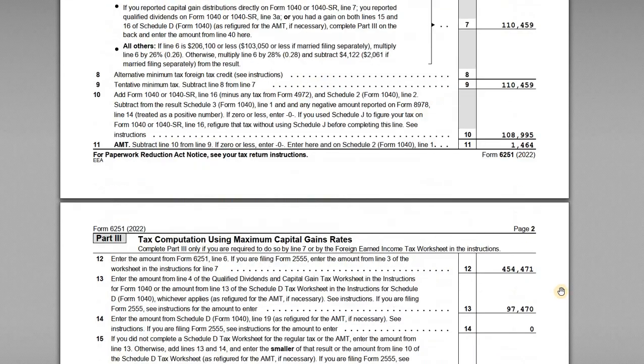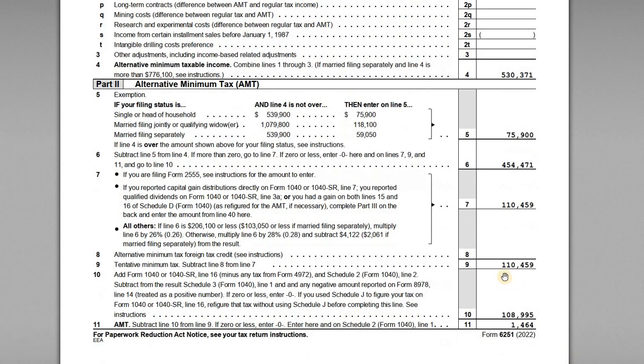And so what you find on this 6251 in part 2, we have the minimum tax, right? The tentative minimum tax that John owes, $110,459. We have the amount that's being computed for regular federal income tax purposes, the $108,995. So he has to make an AMT addition for $1,464. So not a large adjustment, but nevertheless, it's still required, right?